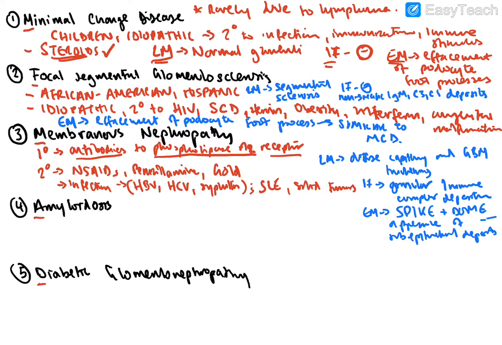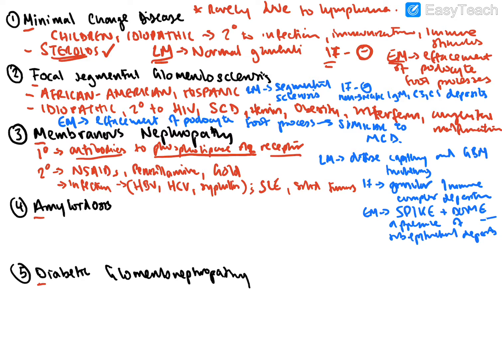Okay, so membranous nephropathy can be primary or secondary. Primary due to antibodies to the phospholipase A2 receptor. Secondary to drugs such as NSAIDs, penicillamine, or gold. It can be due to infections such as hepatitis B, hepatitis C, or syphilis, and it can also be due to SLE or solid tumors. So what will we see on light microscopy? Diffuse capillary and glomerular basement membrane thickening. On immunofluorescence, granular appearance due to immune complex deposition. And on electron microscopy, you can see the spike and dome appearance of subepithelial deposits.